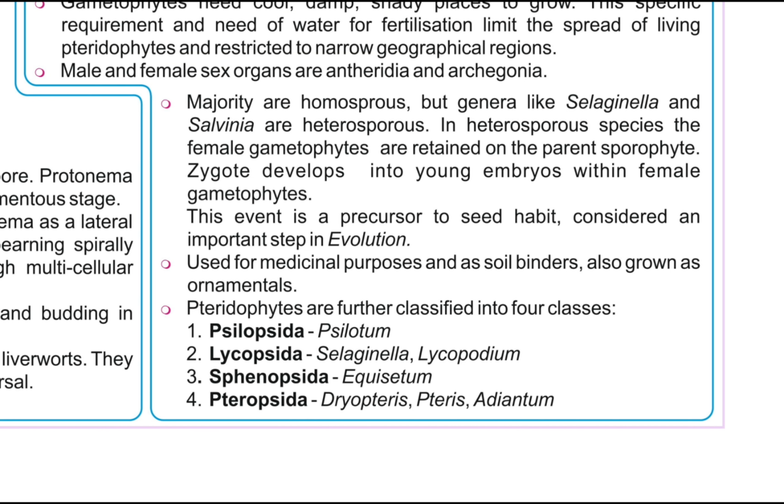The majority are homosporous, but genera like Selaginella and Salvinia are heterosporous. In heterosporous species, the female gametophytes are retained on the parent sporophyte. The zygote develops into young embryos within the female gametophytes. This event is a precursor to the seed habit, considered an important step in evolution. Pteridophytes are used for medicinal purposes and as soil binders, and are also grown as ornamentals. They are further classified into four classes.